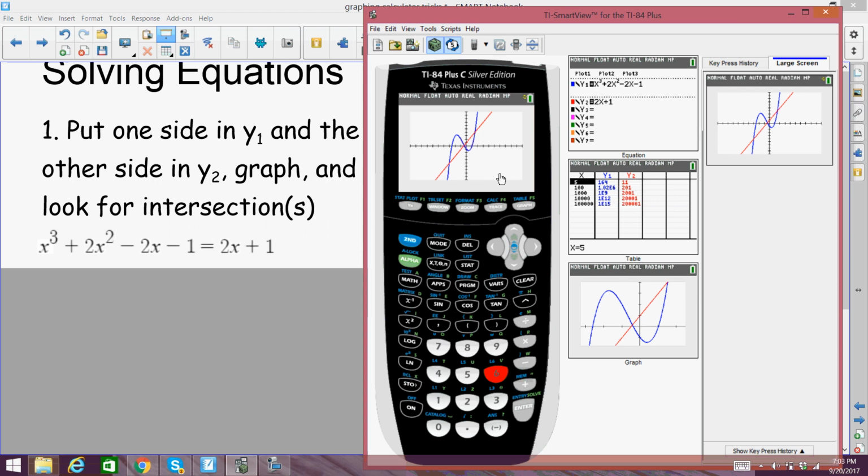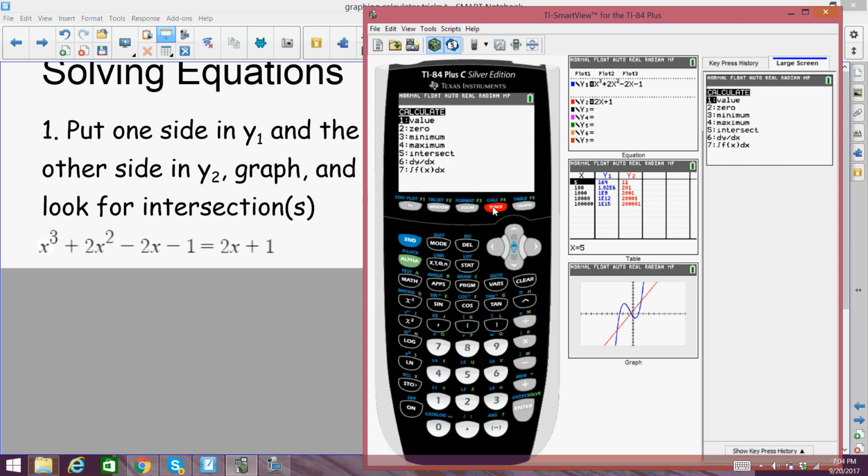And we can. All right, so just remember what we're looking for here is x values that make this true. We want to know the x values that are going to make this side of the equation, y1, equal to this side of the equation, y2. But we're solving for x, we're not solving for y. So I'm going to go to, guess what, second calc, and I'm going to hit intersect.